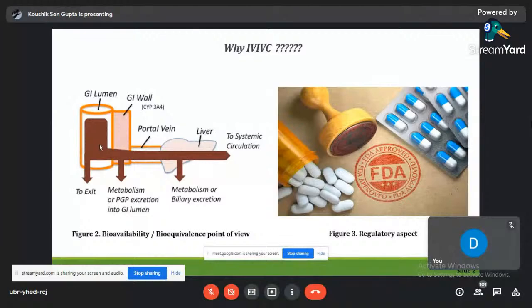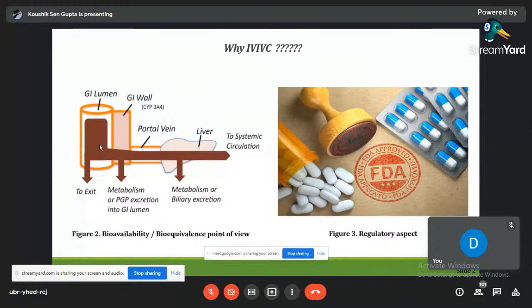So if your dosage form passes the preclinical study, all the data you have to submit to the IRB, that is the Institutional Review Board, to get the permission to conduct the clinical trials. If the data satisfies this IRB, they give you the permission to conduct the clinical trials, that is on human volunteers.